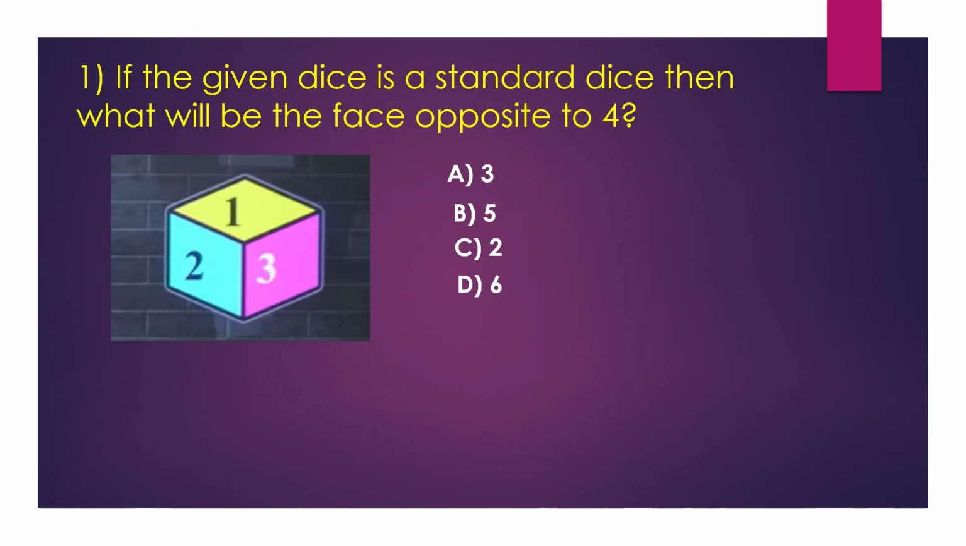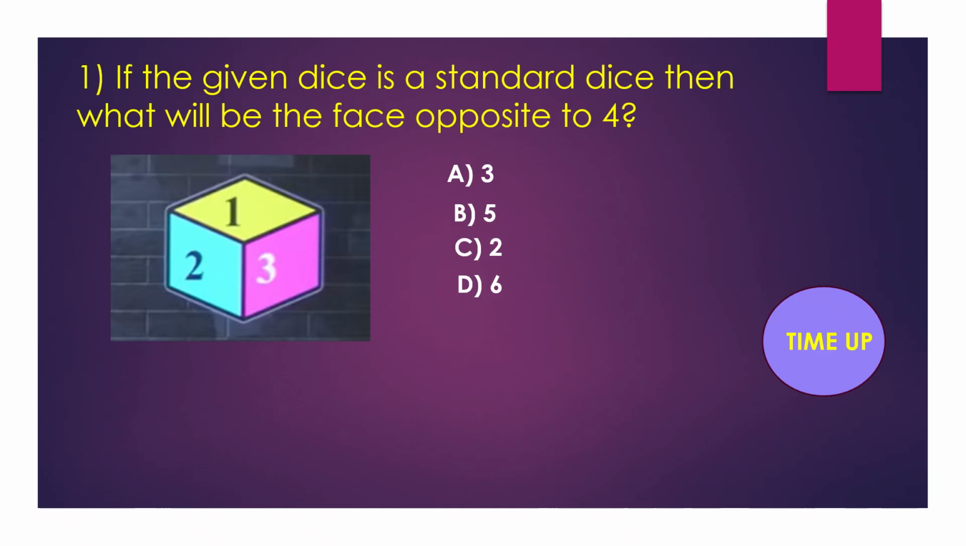The first question on your screen and your timer starts now. Try to solve it. Okay, time up. So here the question says, if the given dice is a standard dice, then what will be the face opposite to 4?